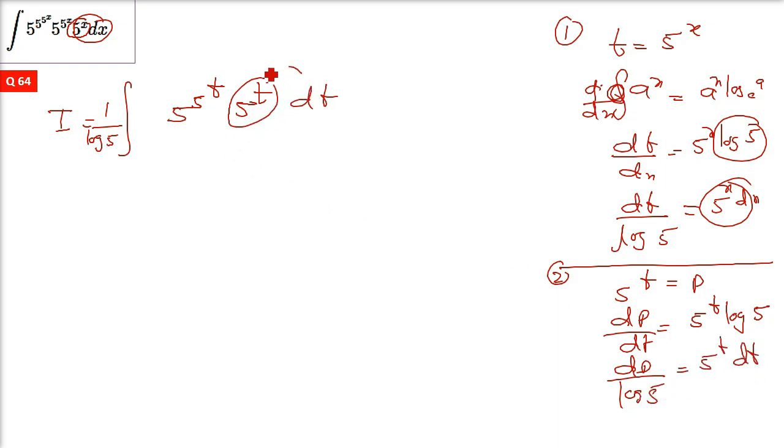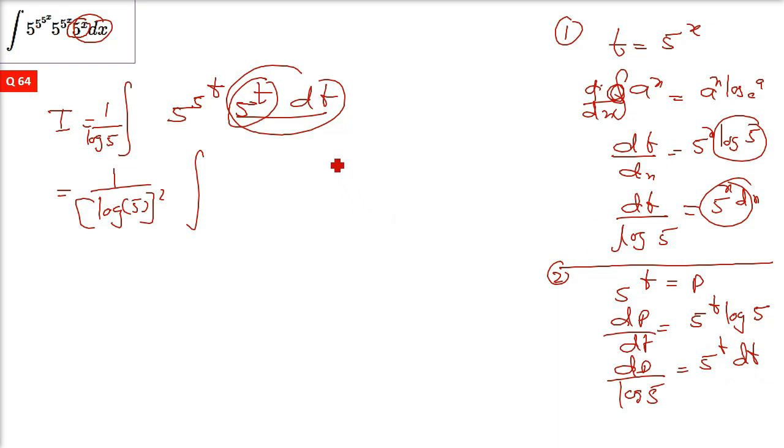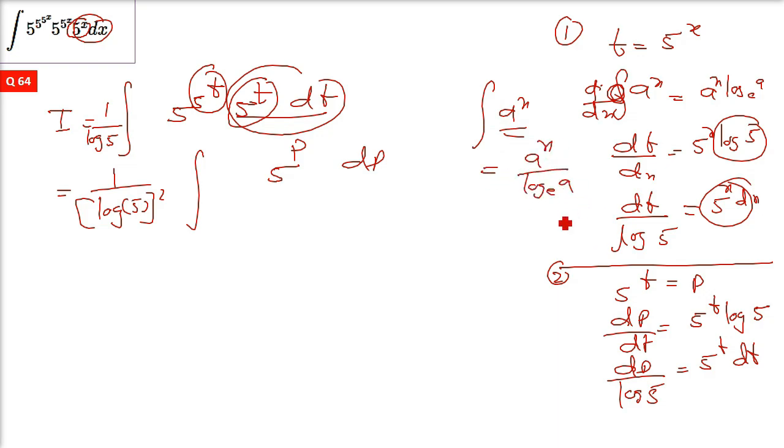Now you see 5 raised t dt we already have here as dp by log 5, you just got it. So one more log of 5 will come in the denominator, so let us make it log 5 whole square. Integration, this whole we already got, it is dp by log 5, we already wrote it, and this log 5 is already included here in the denominator. 5 raised 5t will become 5 raised p, it was taken as p. So this 5 raised p, again a raised x integration we have to do. So a raised x divided by log base e a. So 5 power p will be, x is p, 5 is a. So 5 raised p by log base e 5.